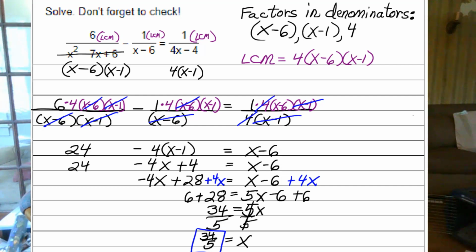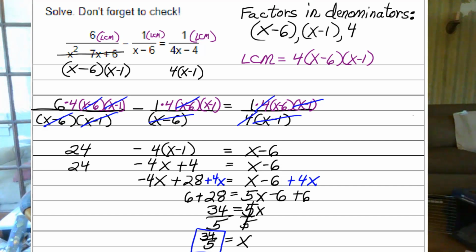Oh, well, they had to get more difficult, didn't they? Here we have denominators, but I am not able to know what my LCM is until I factor all my denominators. So x squared minus 7x plus 6 is x minus 6 times x minus 1. X minus 6 is already in factored form, and 4x minus 4 is 4 parentheses x minus 1.